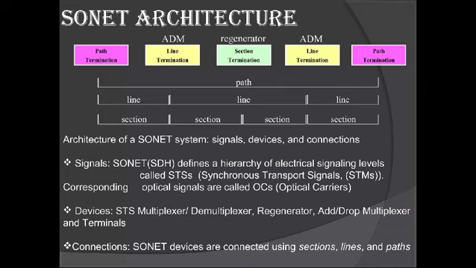Next, come to the devices. The devices used here are the synchronous transport signal multiplexer or demultiplexer, regenerator, add drop multiplexer, and terminals. Here ADM is nothing but add drop multiplexer. Sometimes signals may drop, and sometimes extra signals are added to the dropped signal; this is where it will be used.